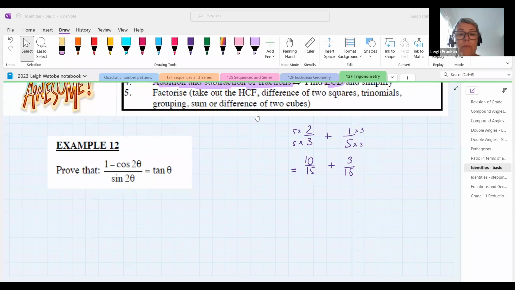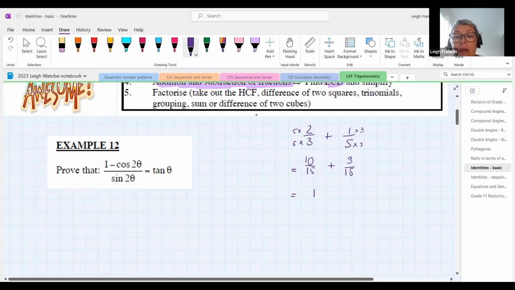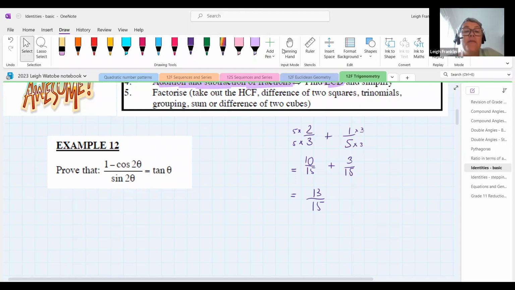What's the next step when I'm adding fractions together, matrix? Add the 10 and the 3. Cool. There we go. It's literally as simple as that, except we're going to be doing it with trig expressions. So I'm going to add my numerators and I'm going to keep the same denominator. Just bear that in mind when we get into the questions that have got fractions in them.